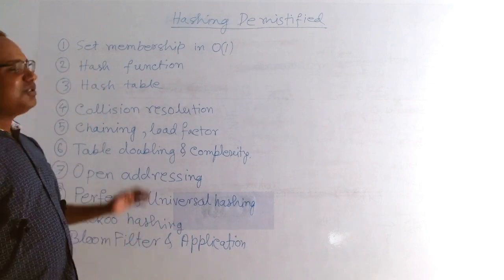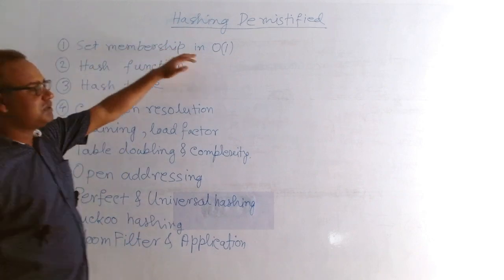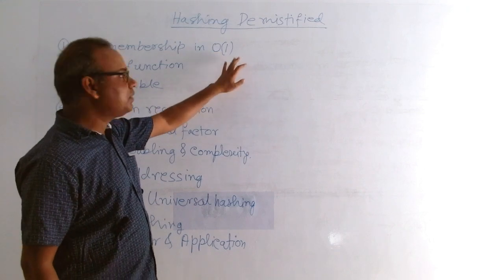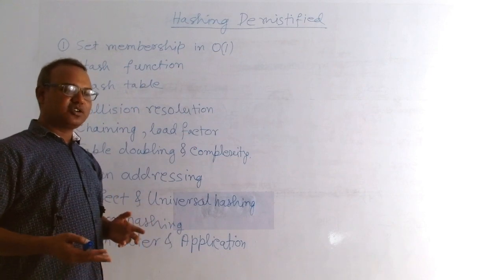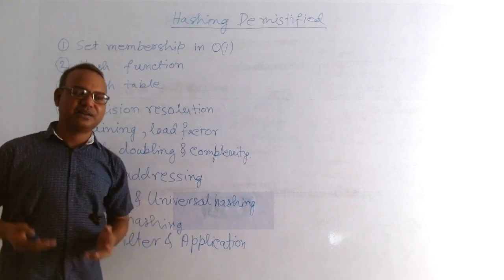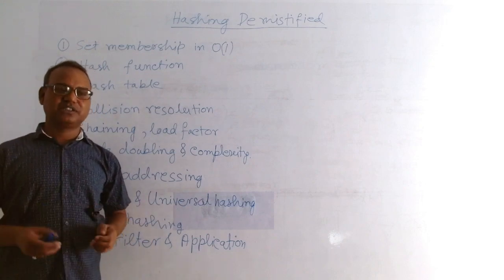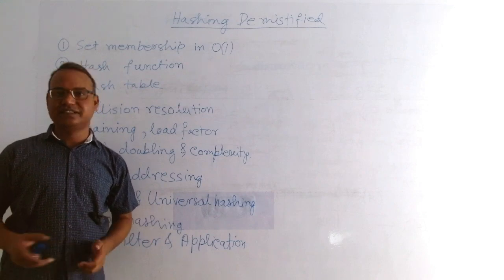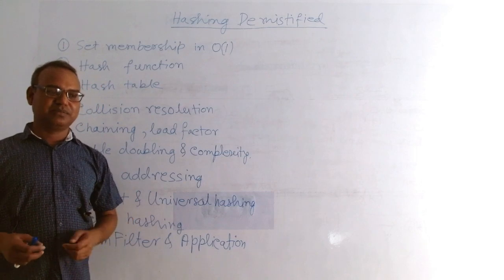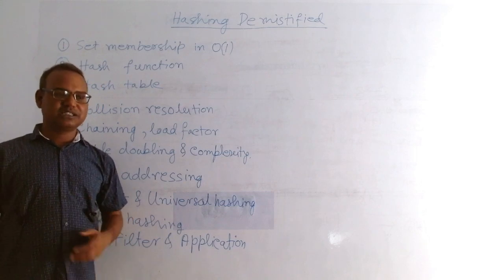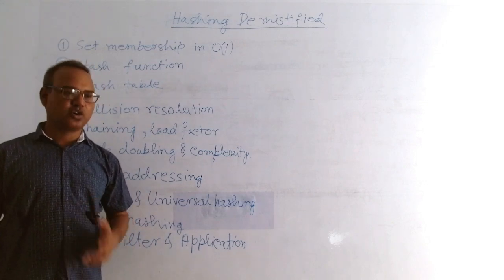So in this series of lectures, first we will start from the set membership problem in order of 1. Previously, we have learned a lot of searching techniques, linked list, binary search tree. The complexity of linked list is order of n. Complexity of binary search tree, if it is balanced, is order of log n. But the balancing mechanism is very tedious.